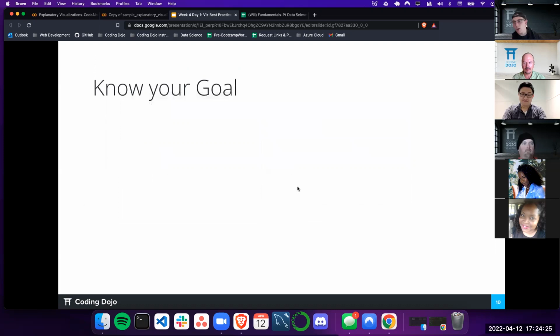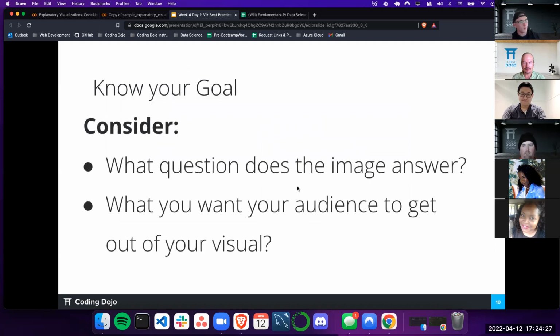And then lastly, we have to know our goal, right? What question does the image answer? Is this image actually answering a question, or is it just an image we threw together? And lastly, what do you want your audience to get out of your visual, right? If you just show a visualization, but our audience doesn't really understand it, they don't get anything out of it, it's a waste of your time and theirs as well.